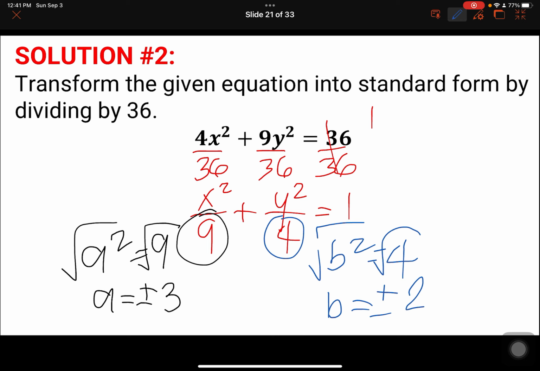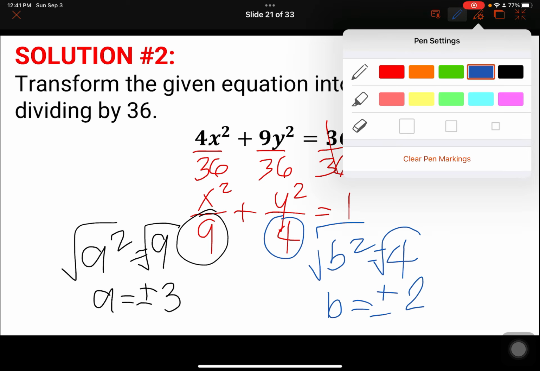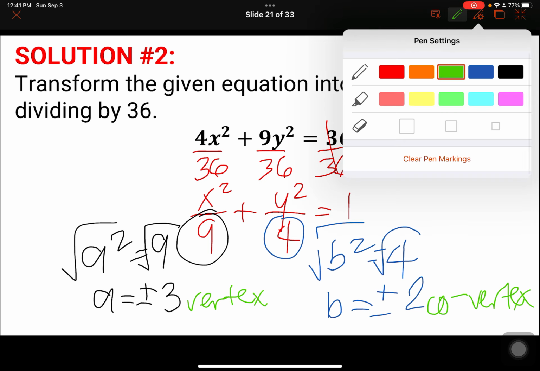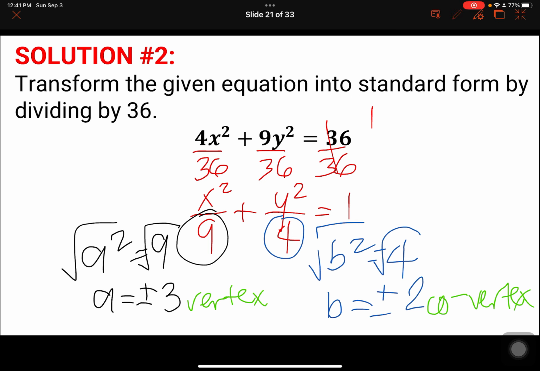So, we now have a and we have b. What we don't have yet is c. Take note, a is for our vertices, b is for our co-vertices, and c is for our foci. So let's find the value of c. How do we get c?